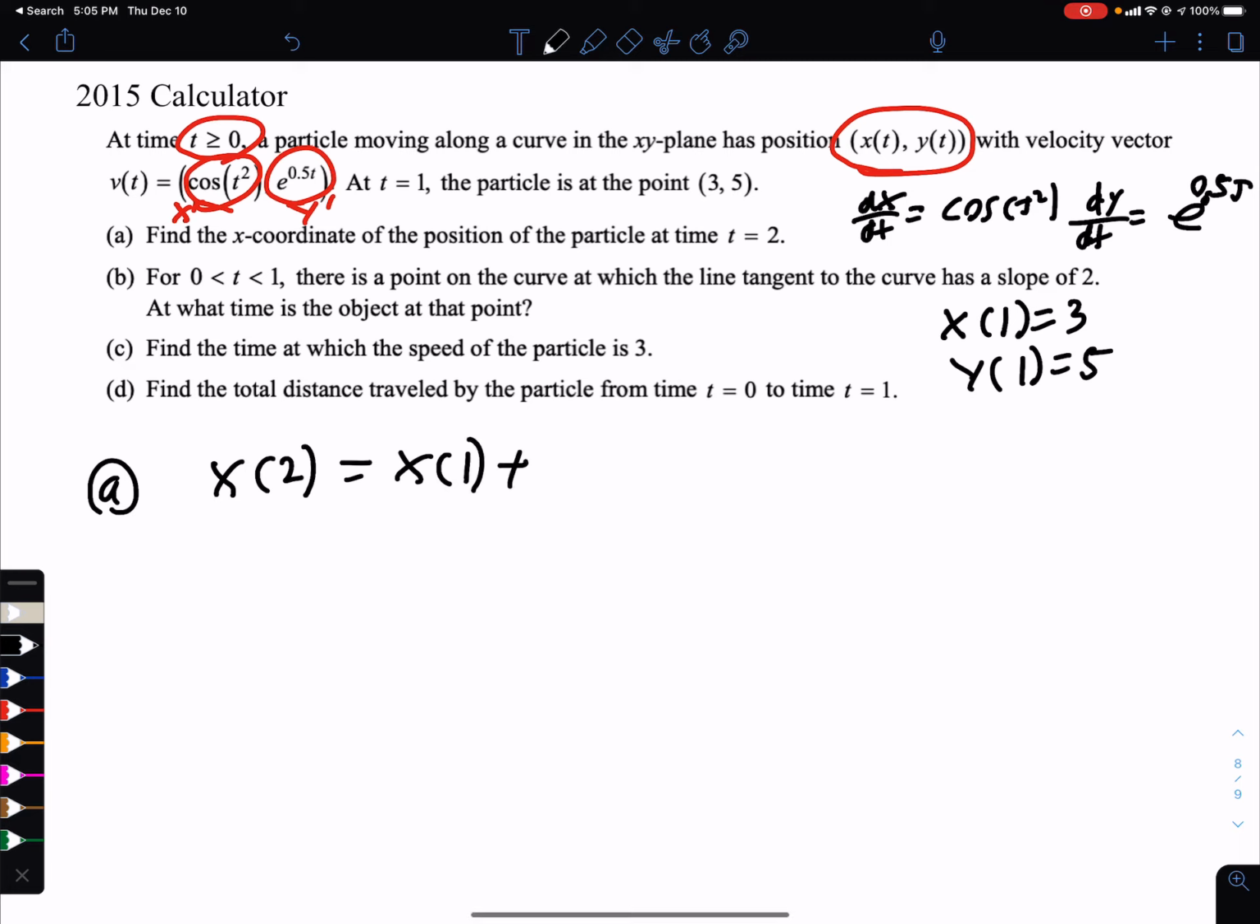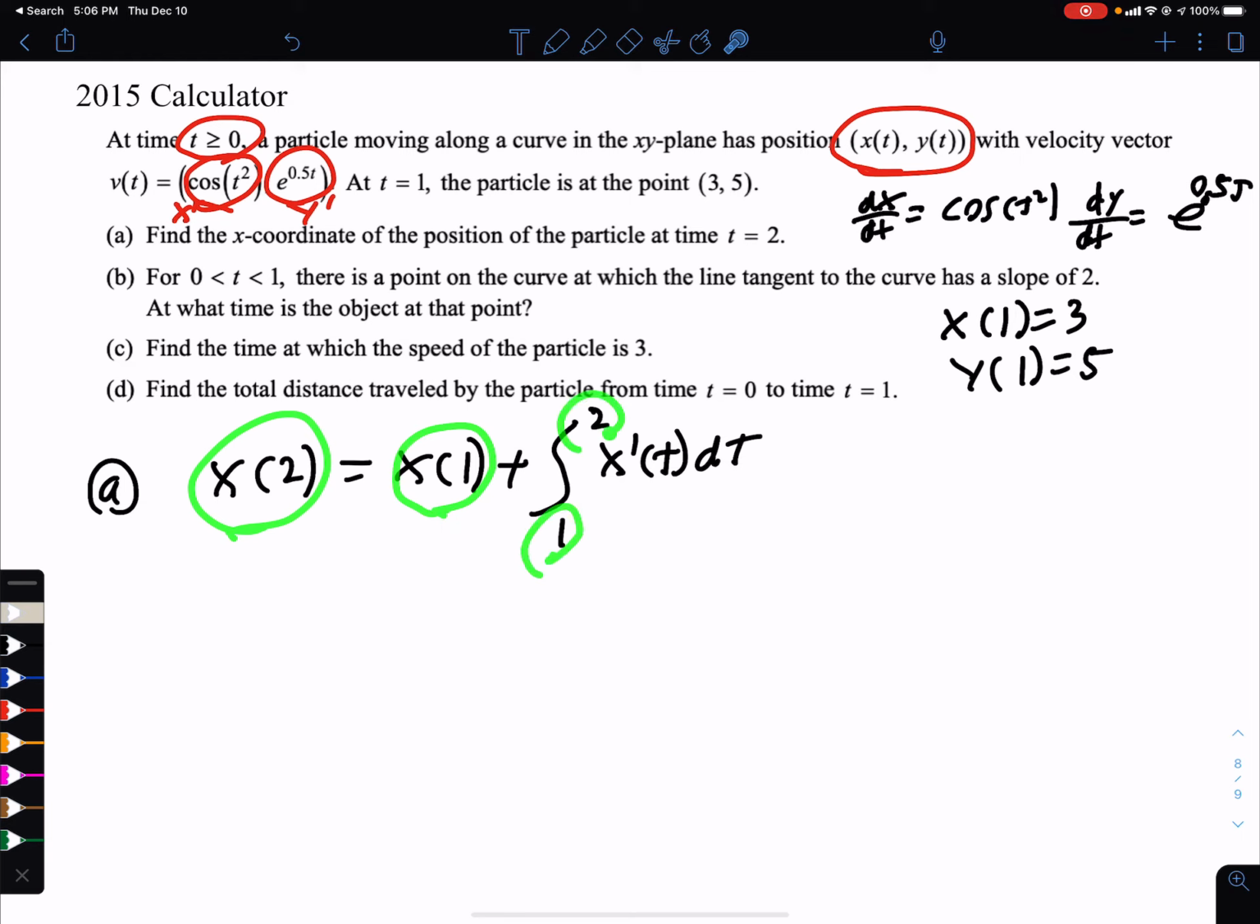And I want to know how much the position's changed. To find the change in position, I integrate the derivative of the position, and I want to know how much it changed from 1 to 2. I know where it is at 1. I want to know how far it moved from 1 to 2, and I combine those, and it tells me the position at 2.